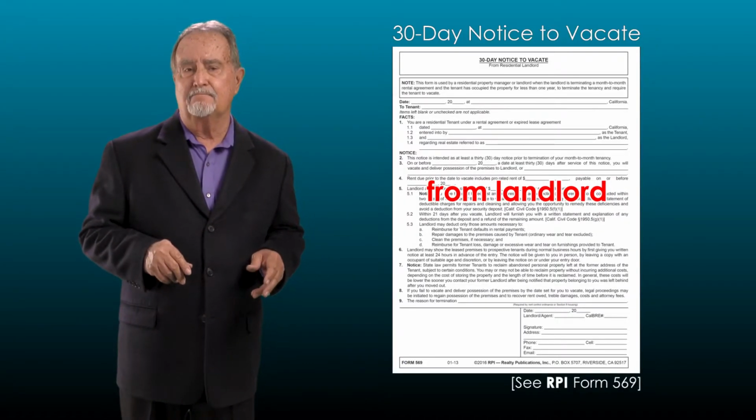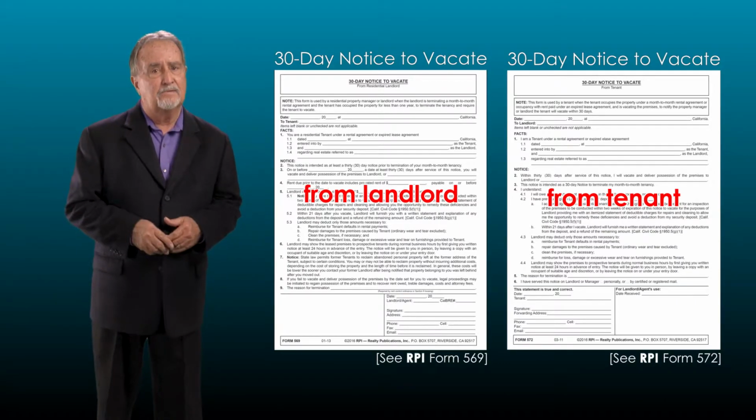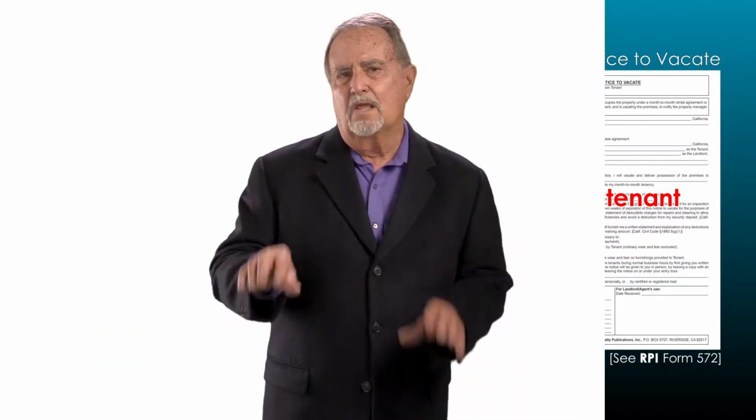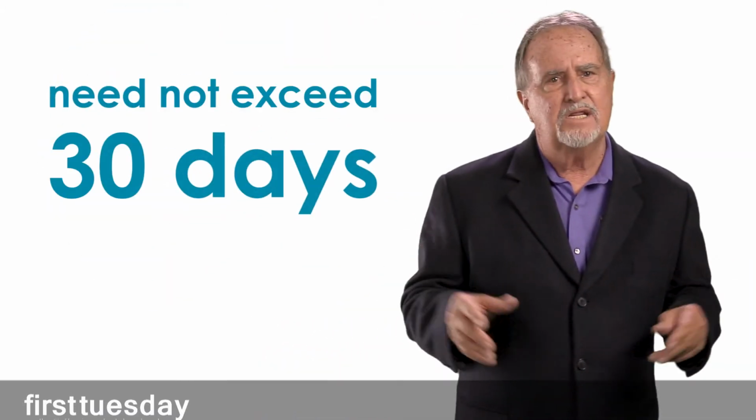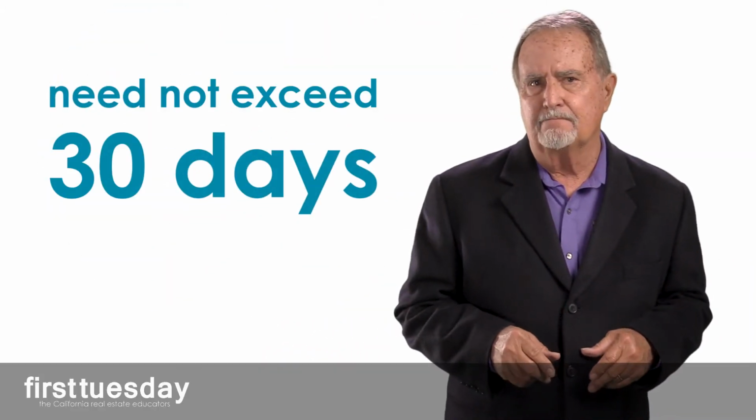A periodic tenancy continues until terminated by a notice to vacate. Either party may serve the notice. This right to easily terminate a month-to-month tenancy makes a periodic tenancy flexible when compared to a fixed-term lease. To terminate a periodic tenancy, the notice period is to be at least as long as the interval between scheduled rental payments, but need not exceed 30 days.